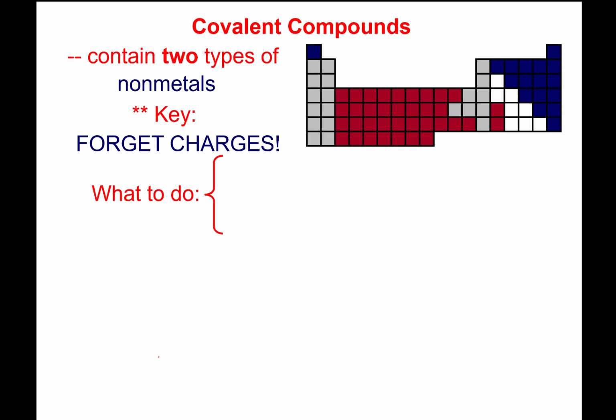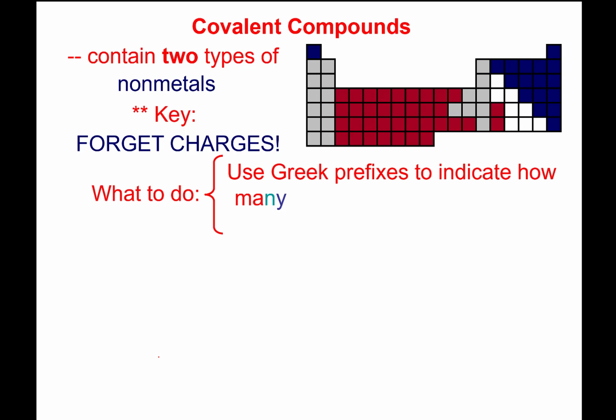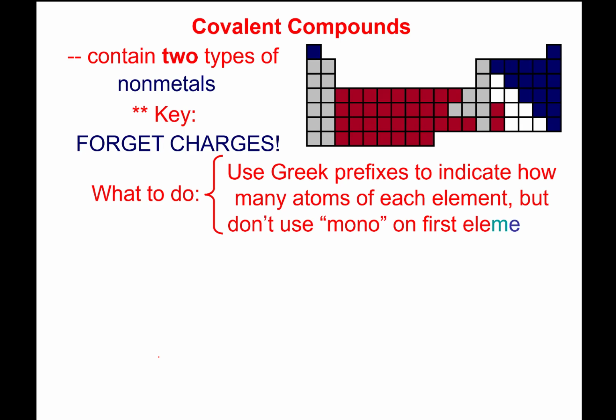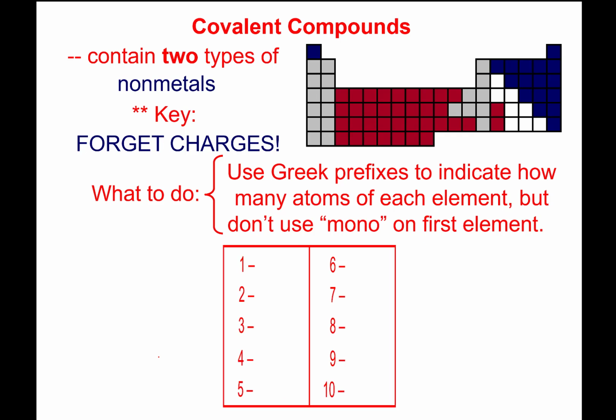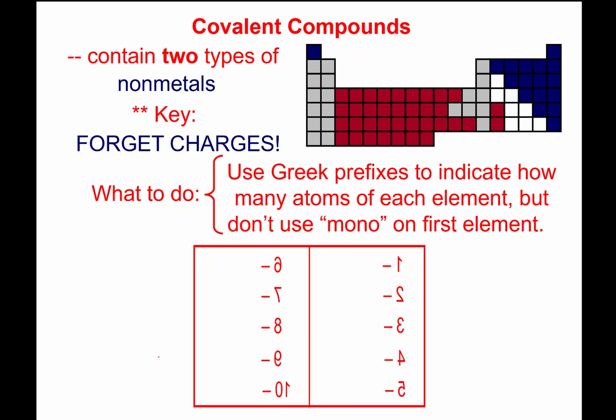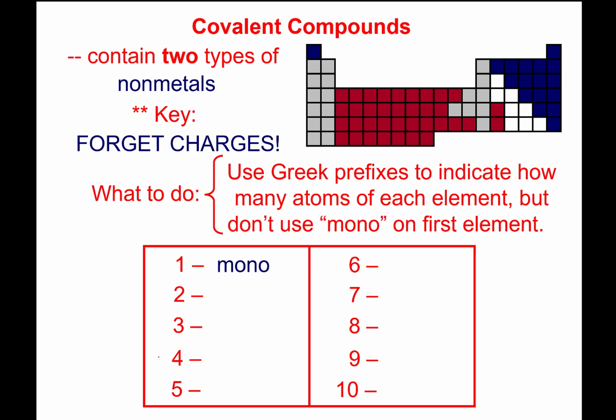So what do you do if you have a covalent compound? You're going to use Greek prefixes to indicate how many atoms there are of each element. When you write down the name of the formula, never use the prefix mono on your first element. So the prefixes you have to memorize: 1 is mono, 2 di, 3 tri, 4 tetra.